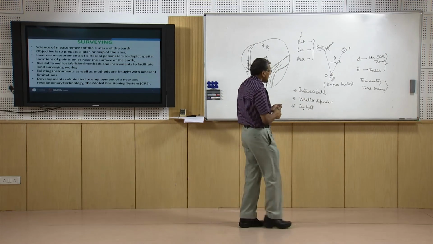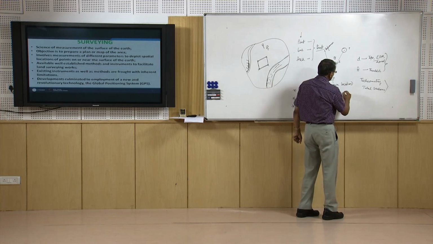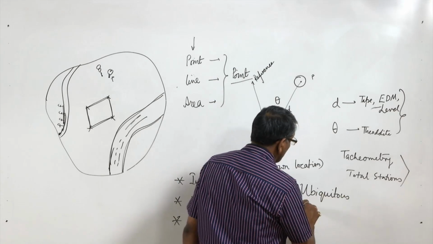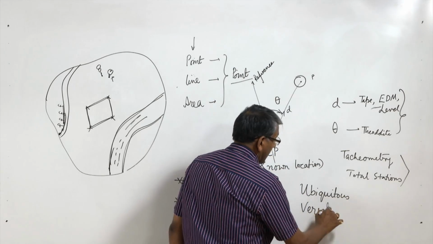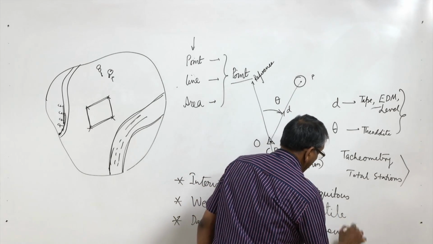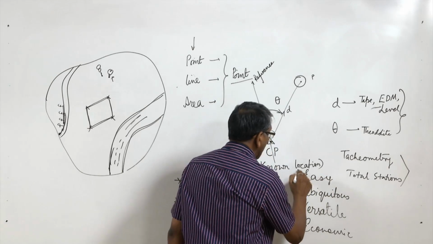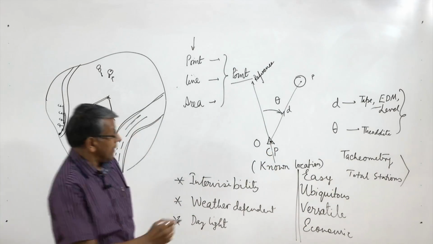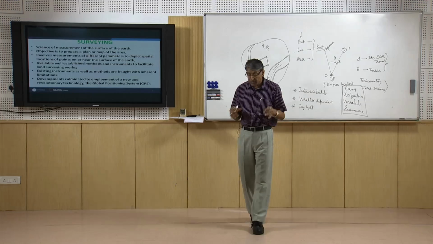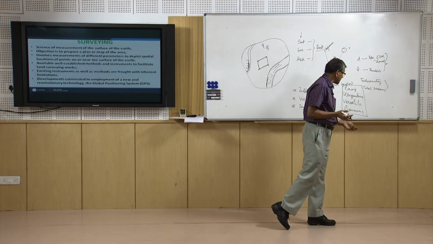So, scientists and engineers are looking for some method which will be ubiquitous, means anytime it can be done, it should be versatile, it should be economic, and it should be easy, like that. And with this objective there are many instruments and methods being developed over the years.